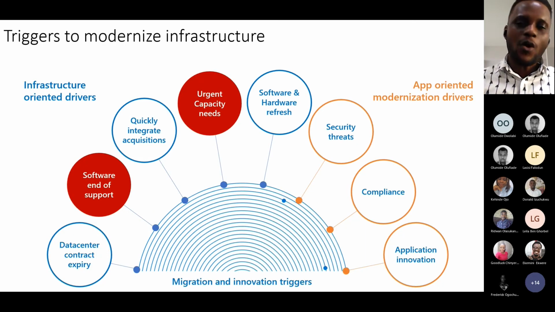Now, of all the triggers to modernize infrastructure, just like in the case of Contoso Parts, and I'm sure others on this webinar will surely relate to, it's seen that the most critical triggers to modernize the infrastructure are the urgent capacity needs caused by massive data growth and running software approaching its end of support date.